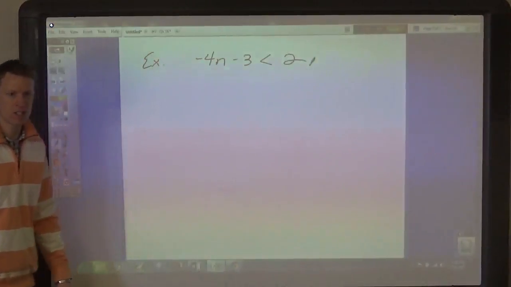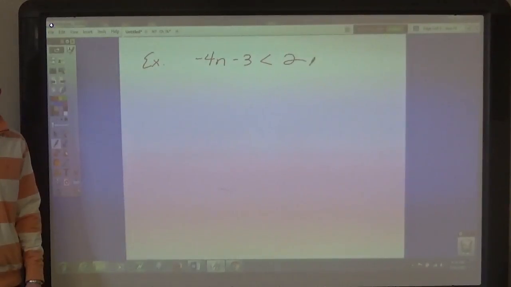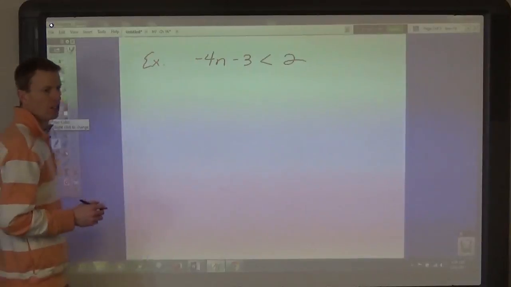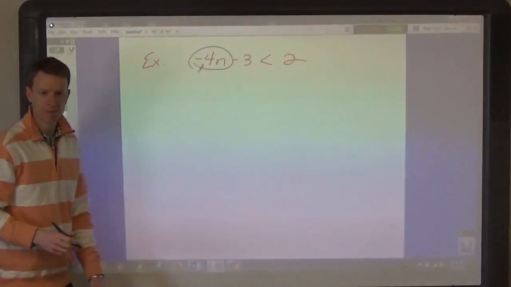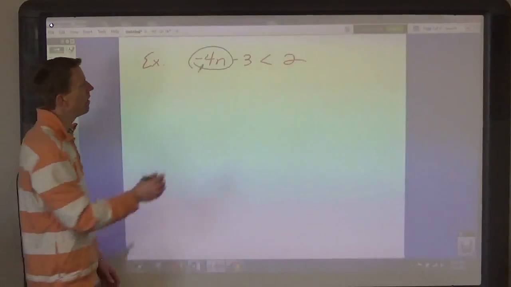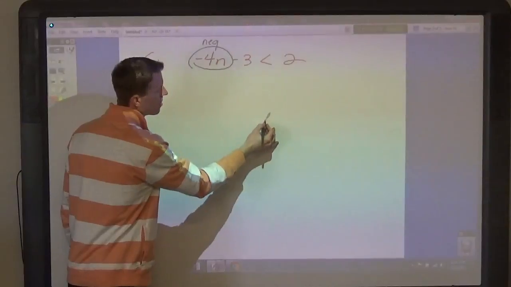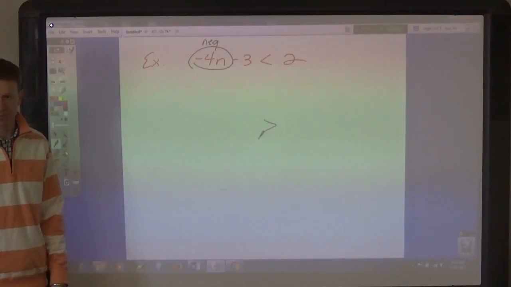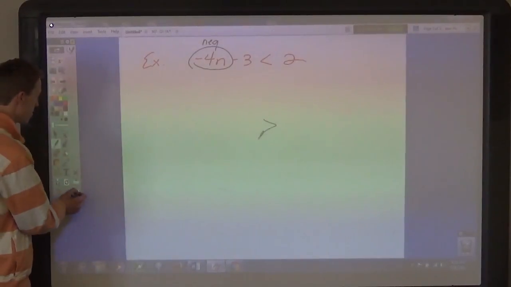Would you have to reverse the sign on this one? Is the coefficient negative? So what you have to do is find the term, and if it's negative, you have to reverse the sign at the end. Okay? Reverse the sign, right? How about this one?